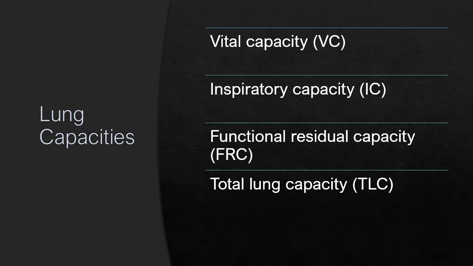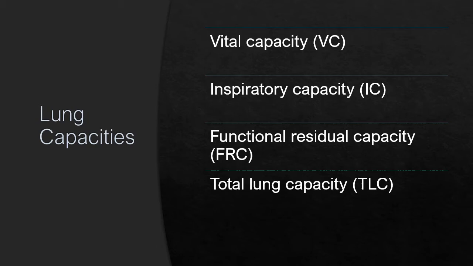The next capacity that we'll talk about is the amount of air remaining in the lungs after a normal exhalation. That's the functional residual capacity. The functional residual capacity is made up of the ERV and the RV together.